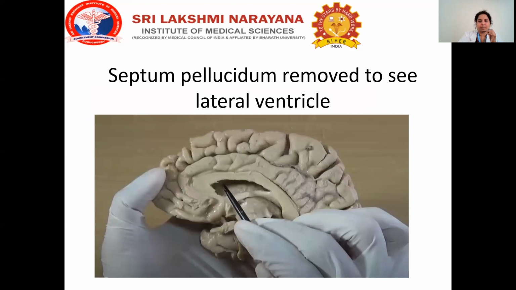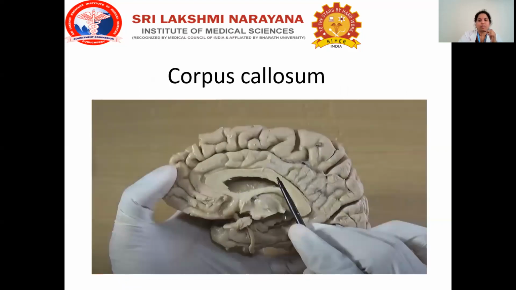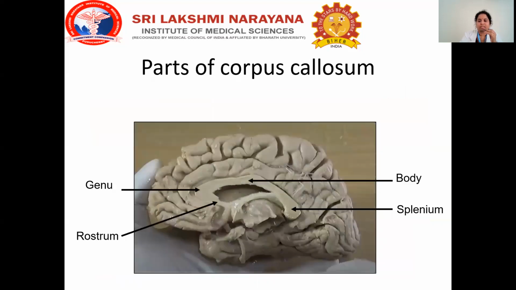After removing the septum pellucidum, now the probe is present inside the lateral ventricle cavity. Corpus callosum. It is a type of commissural fibers that connects left and right half of the cerebral hemispheres equal region. The parts being rostrum, the anterior-most end is genu, then the body of corpus callosum, and the posterior-most end is called splenium.